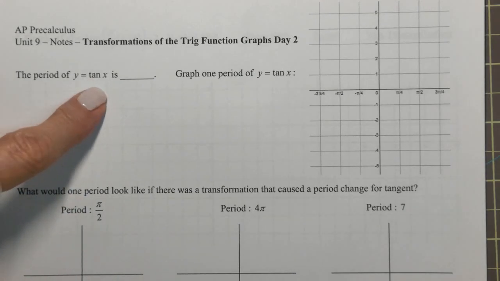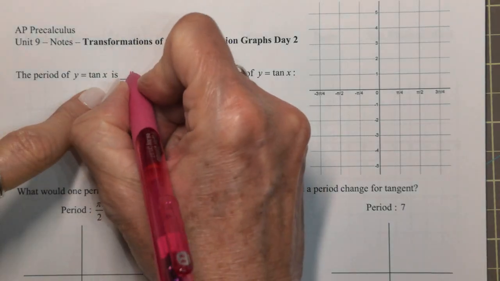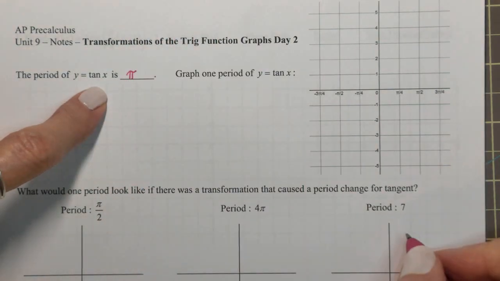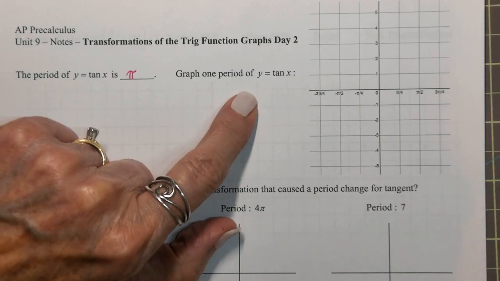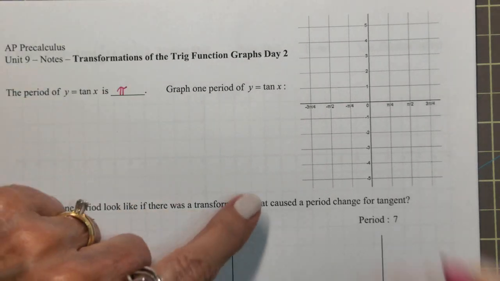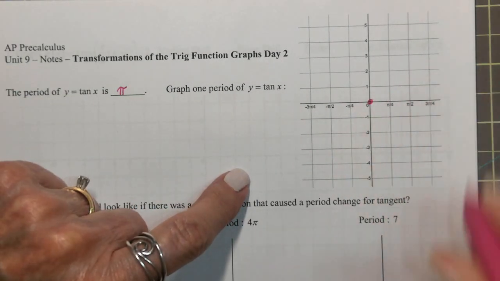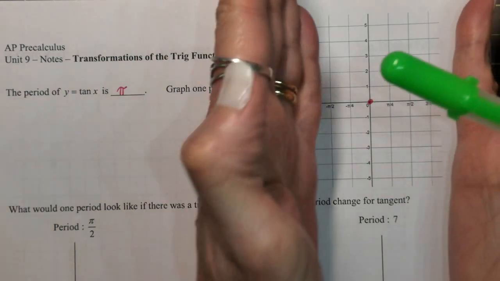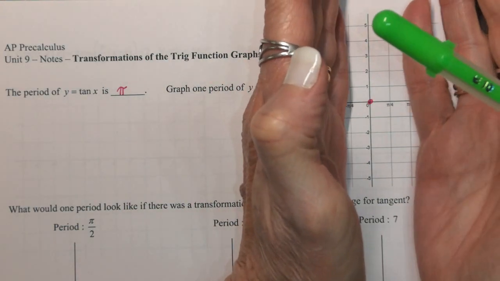What is the period of tangent? The period of tangent is pi. We're going to graph one period of tangent. So that's just one arm of tangent. Remember, tangent, like sine, goes through the origin, and it has asymptotes on either side.